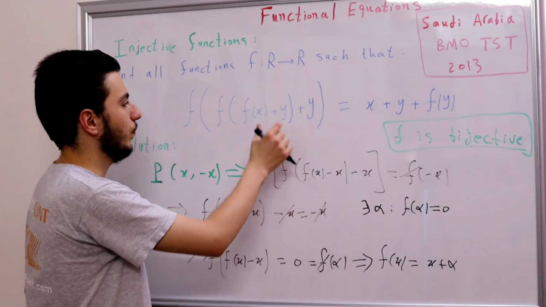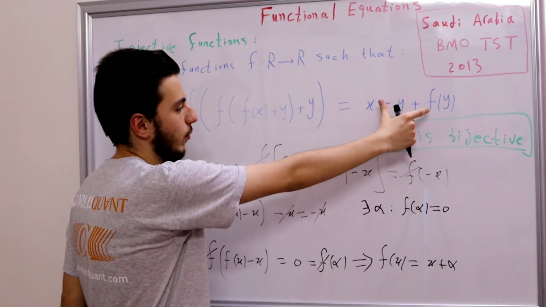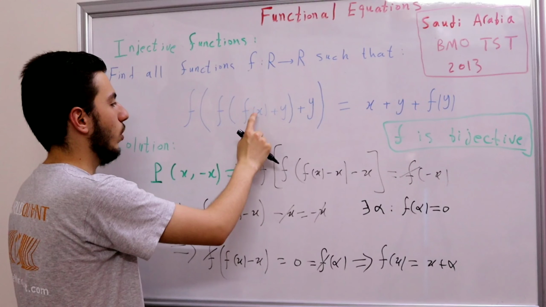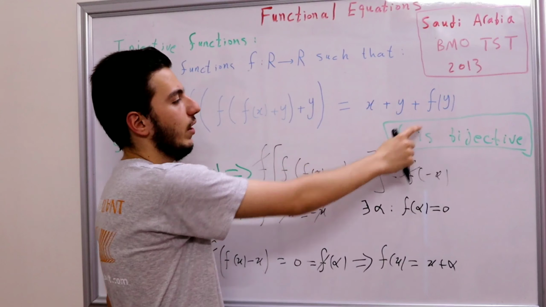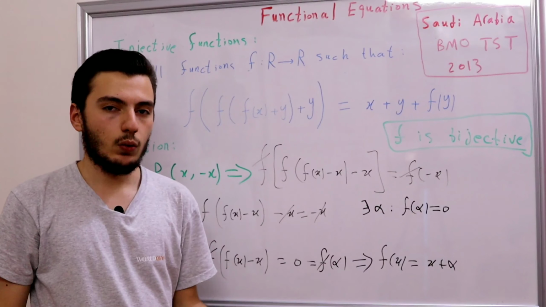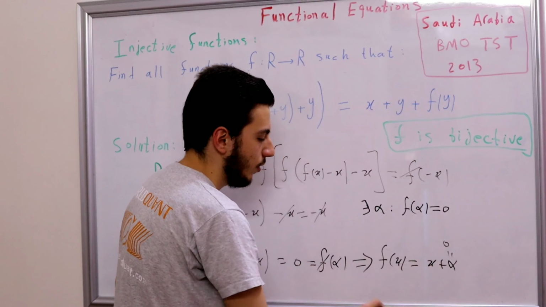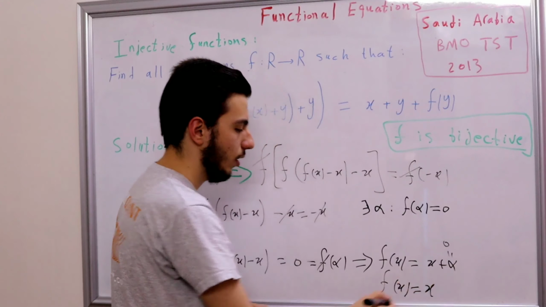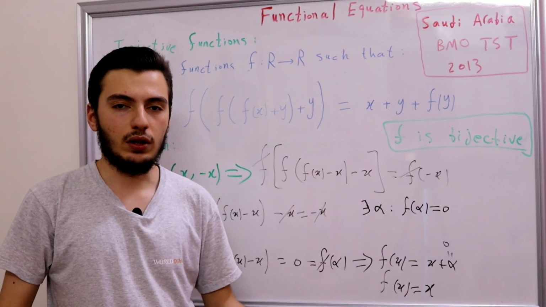So let's substitute it. Of course, we're going to have x plus 2 times y, and here x plus 2 times y. And let's count the numbers of f. Here we're going to have 1 alpha, 2 alpha, 3 alpha, and here 1 alpha, which means that 2 times alpha equals 0, which means that alpha equals 0. So our function f is simply the identity function. So f of x equals x. And now we are done.